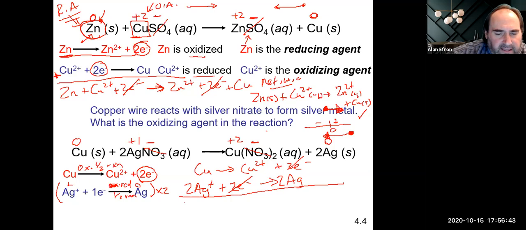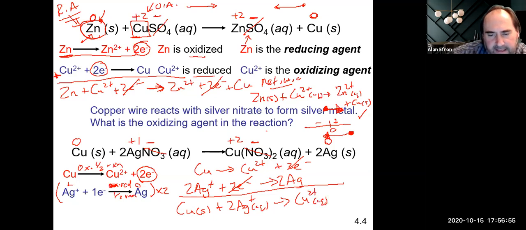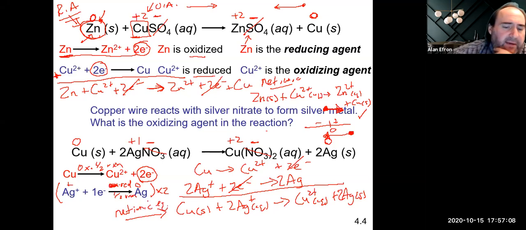And what we have on the left-hand side of the arrow stays on the left. So that is solid copper and a couple of silvers, giving us a copper with a +2 and a couple of silvers with no charge and a solid on this side. This is, again, our net ionic equation for what is happening here in this redox reaction.